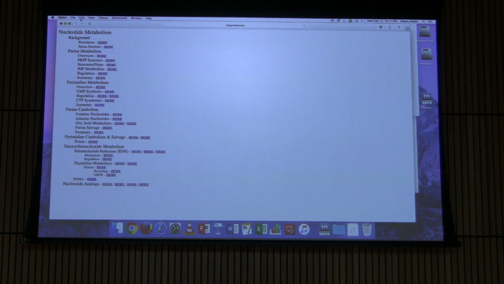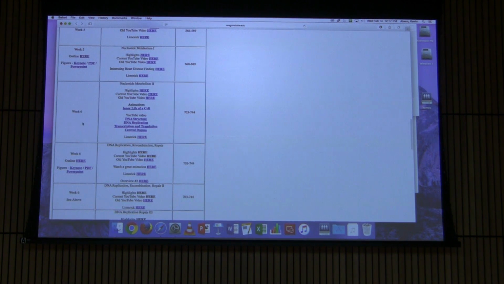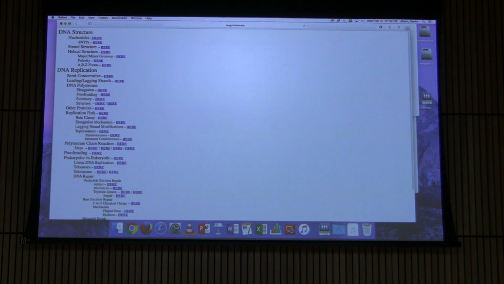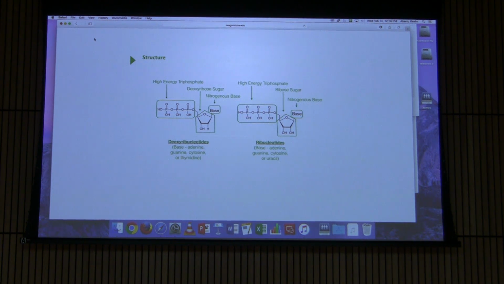Okay, then let's move on to DNA replication, recombination, and repair. The 3 R's: replication, recombination, and repair. This is what we've already seen, right?